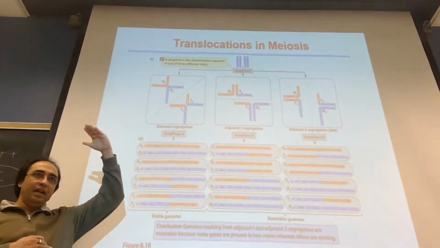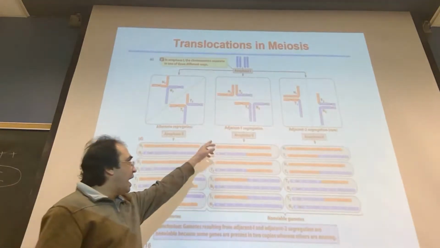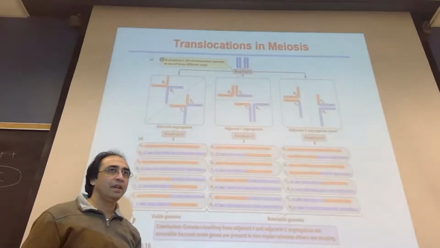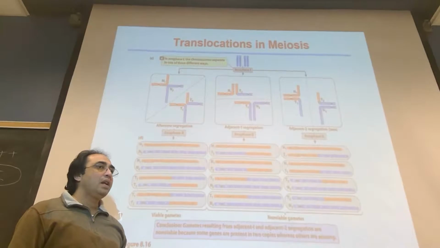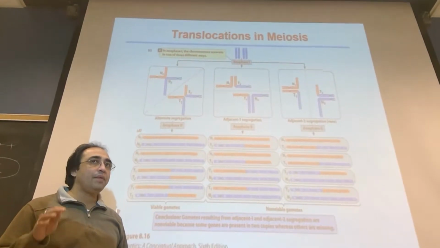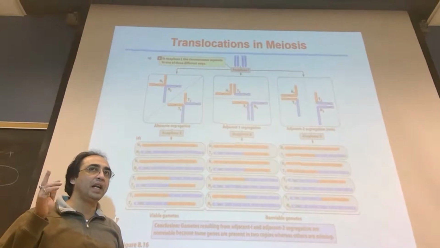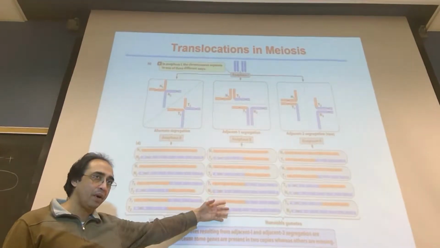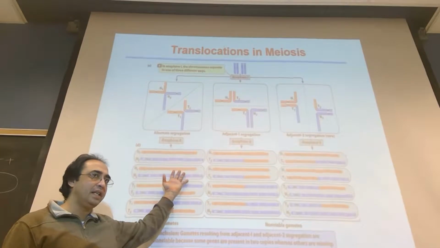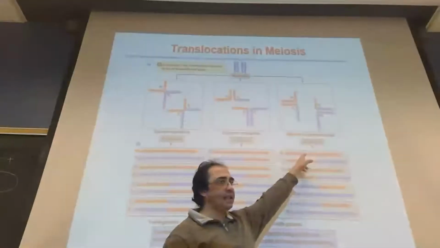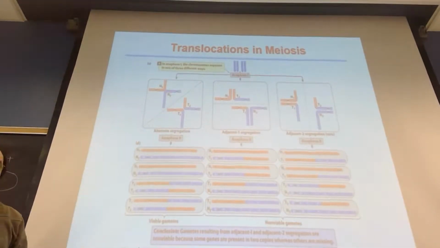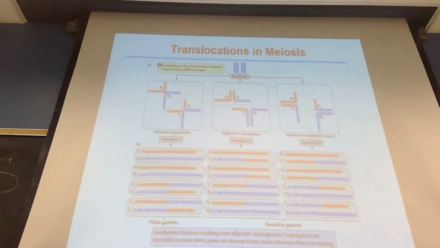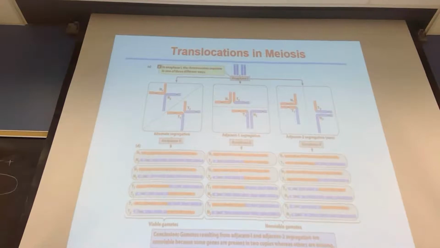If they can separate in just up-down, that is called adjacent one segregation. Then the gametes will be different. That is required when we think about genetic syndromes, we need to think about whether it is adjacent one, alternate, or adjacent two. Adjacent two means that they are dividing vertically, like that. So these are the 3 processes for separating the translocated chromosome during meiosis.